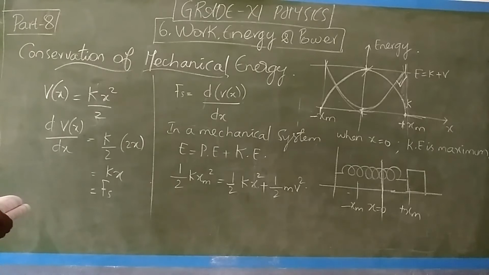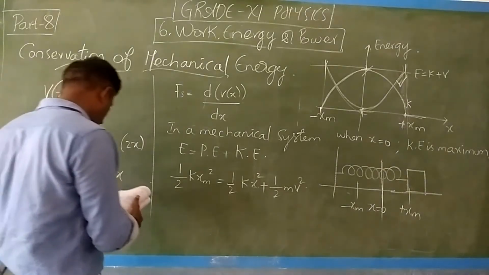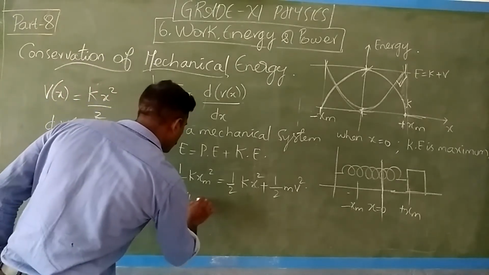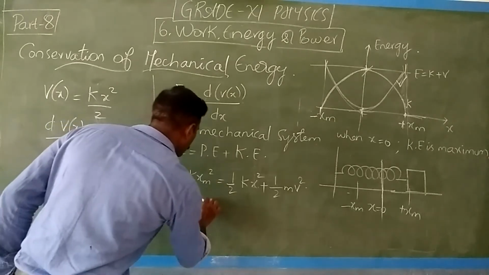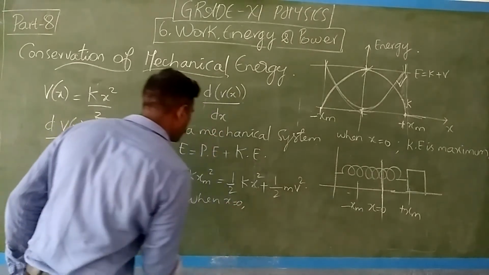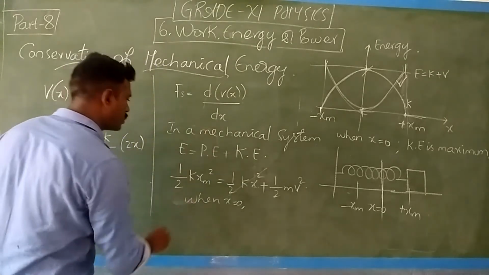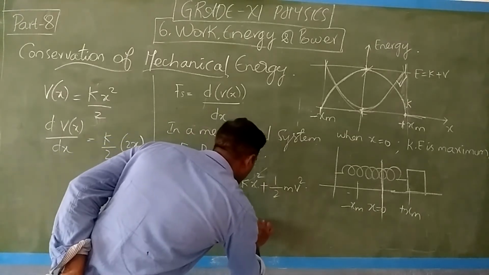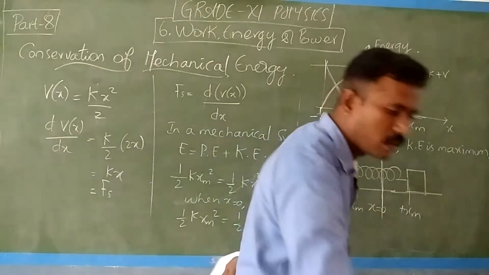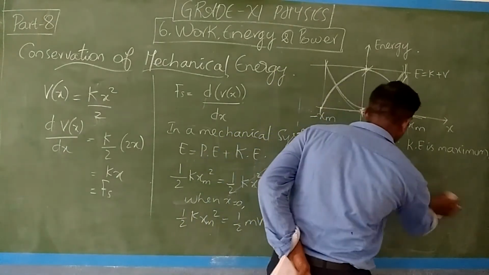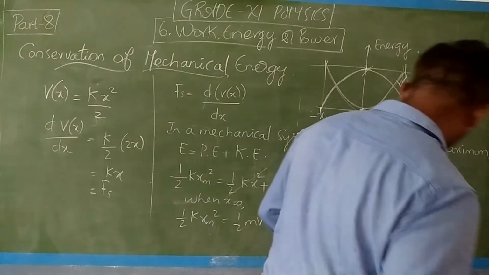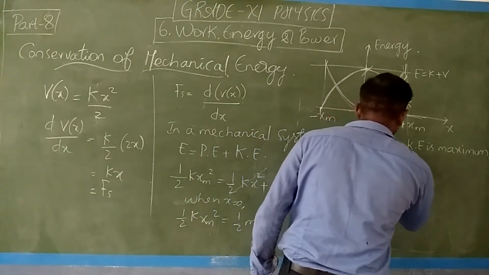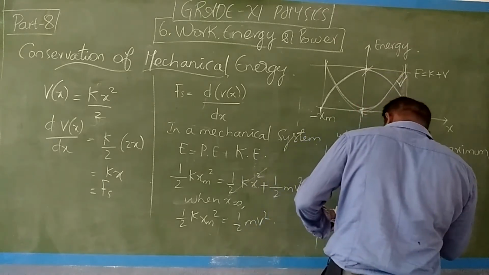So as per this, at equilibrium position, when x equal to 0, this part will get cancelled, so half k xm square equal to half m v square. On rewriting this, what do I get? I get vm square, vm equal to square root of k by m into xm.